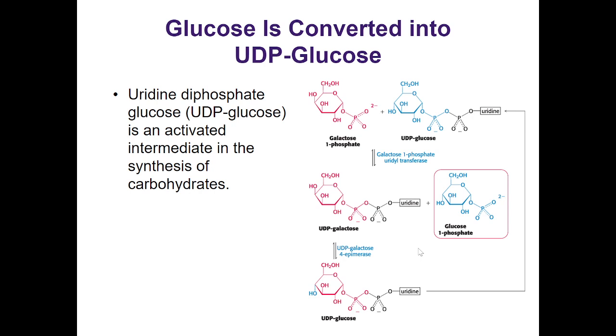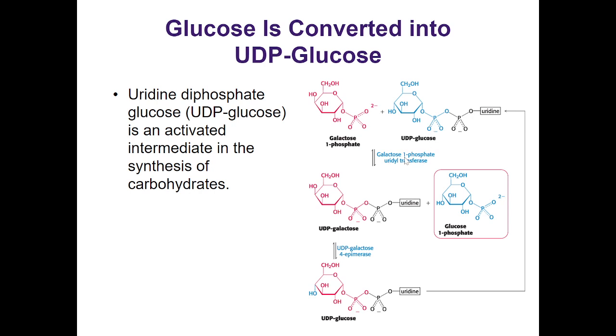Fantastic. So the glucose is actually going to be converted into UDP glucose, the uridine diphosphate glucose, with the UDP linked onto the glucose, which we see right here. That is going to be the activated intermediate in your synthesis of most carbohydrates. And again, here we have the UDP glucose. Here's the galactose 1-phosphate. The enzyme is going to be galactose 1-phosphate uridyl transferase.